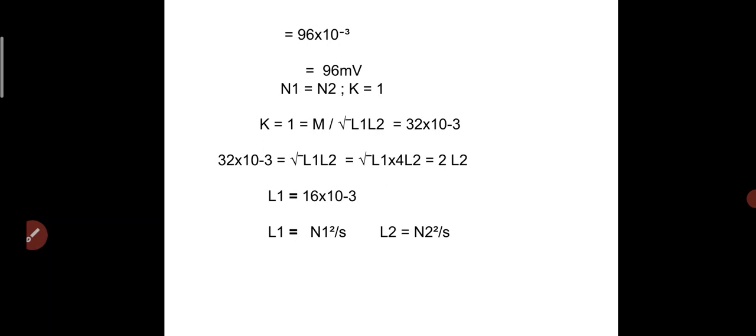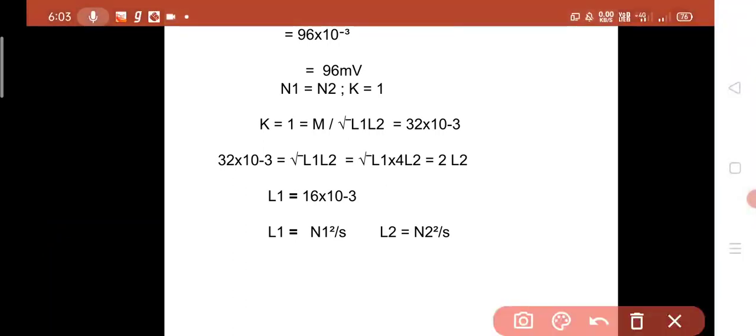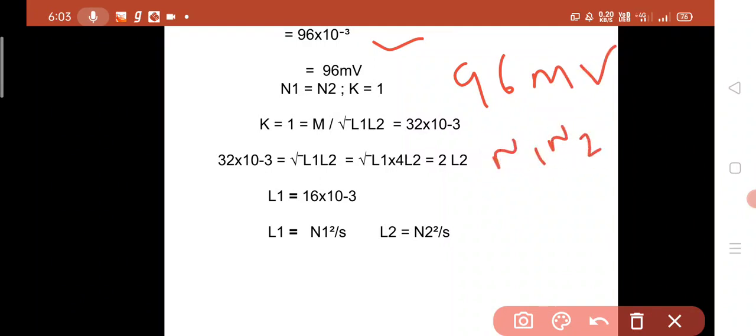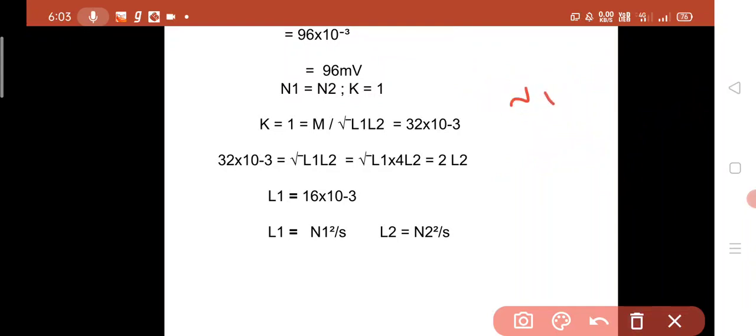The answer is 96 into 10 to the power of minus 3, 96 millivolts. So then N1 is equal to N2, and K is equal to 1.